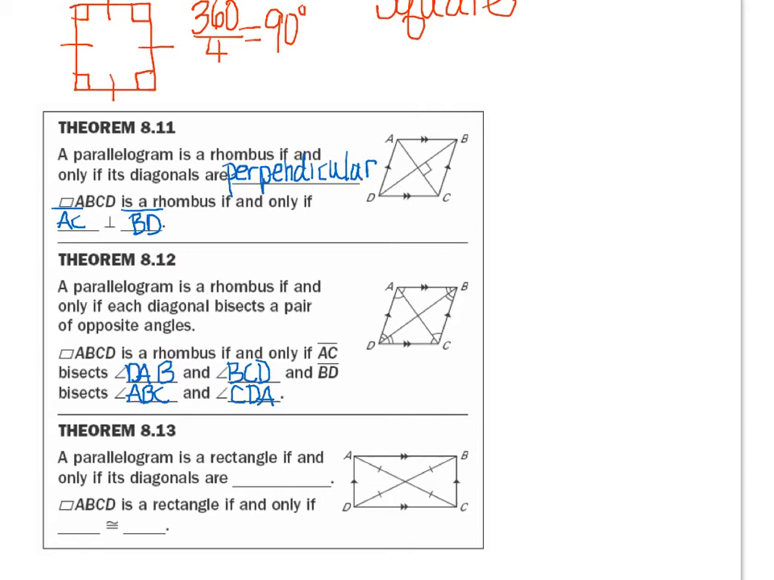Theorem 813 says a parallelogram is a rectangle if and only if its diagonals are congruent. So in order to be a rectangle, diagonals must be congruent. So quadrilateral ABCD is a rectangle if and only if, for our picture here, segment AC is congruent to segment BD.